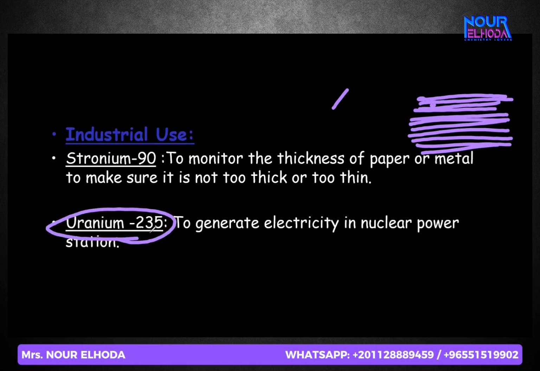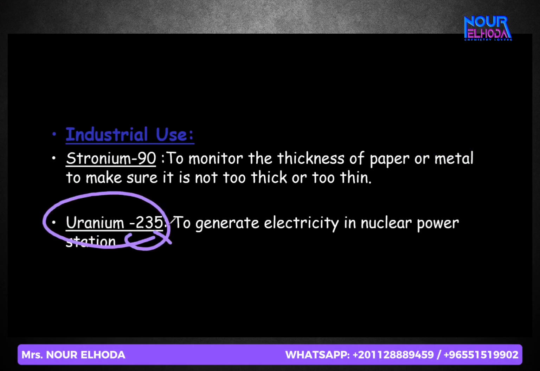What about uranium 235? Strontium is too expensive, of course, for sure. Radioactive isotopes in general are expensive because they are not found a lot. Usually these radioactive things are so expensive for sure. Anything that is rare is expensive.